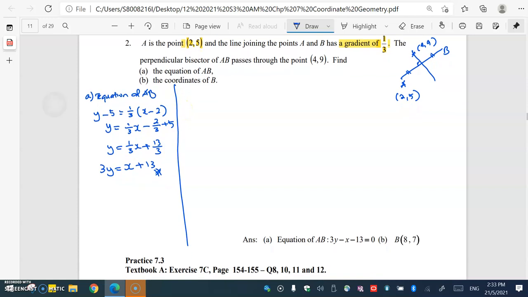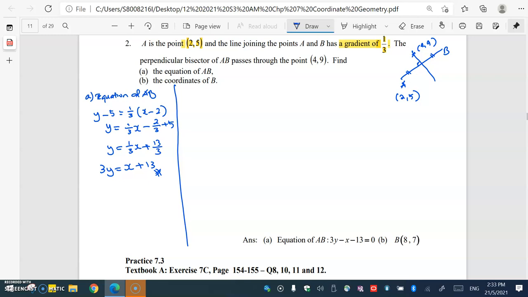Knowing the equation of AB, in part B, we are asked for the coordinates of B. Now note that there is a line segment AB. The perpendicular bisector essentially passes through a midpoint, right? So with AB, I know the coordinates of A, but I do not know the coordinates of B, which is what I'm asked to find. So let's see what we have thus far.